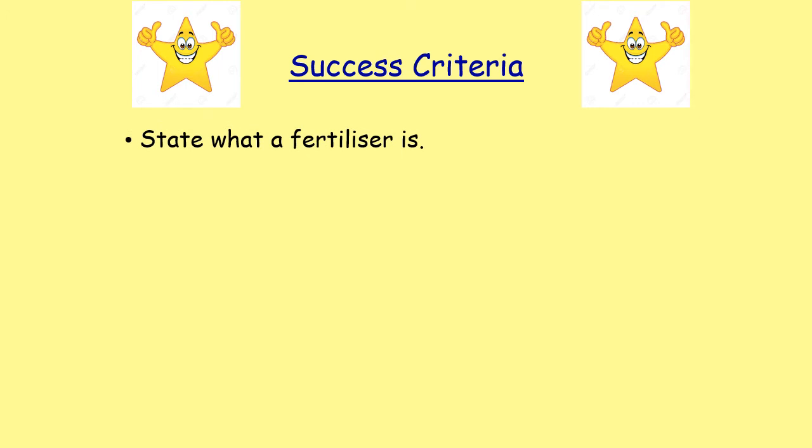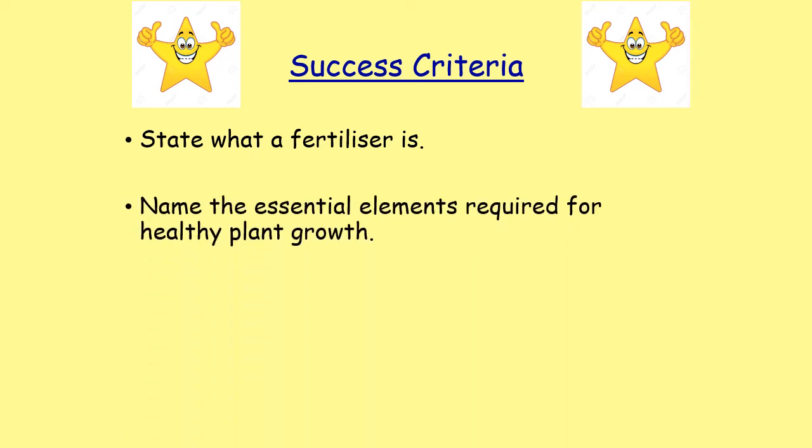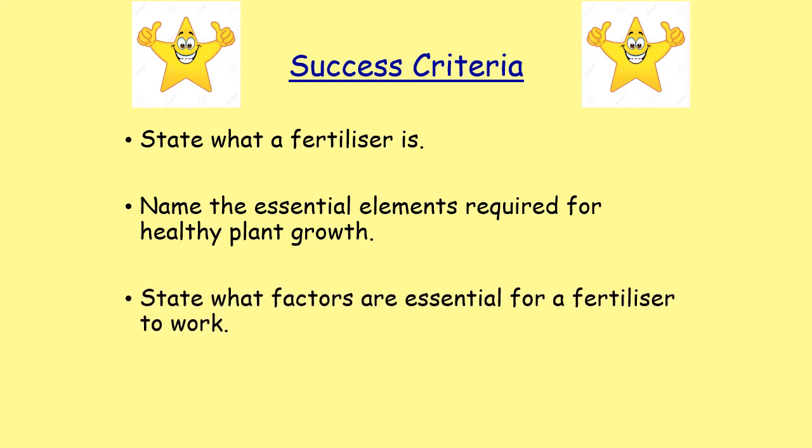So hopefully at this stage you're able to say what a fertilizer is. A fertilizer is any chemical or material that's able to replace the essential minerals into soil. You should hopefully be able to name the essential elements required for healthy plant growth. Those are the elements N, P, and K, nitrogen, phosphorus, and potassium. And you'd hopefully be able to say what are the essential factors needed for a chemical or a material to be a fertilizer. And that is that they must contain nitrogen, phosphorus, or potassium, and they must be soluble.